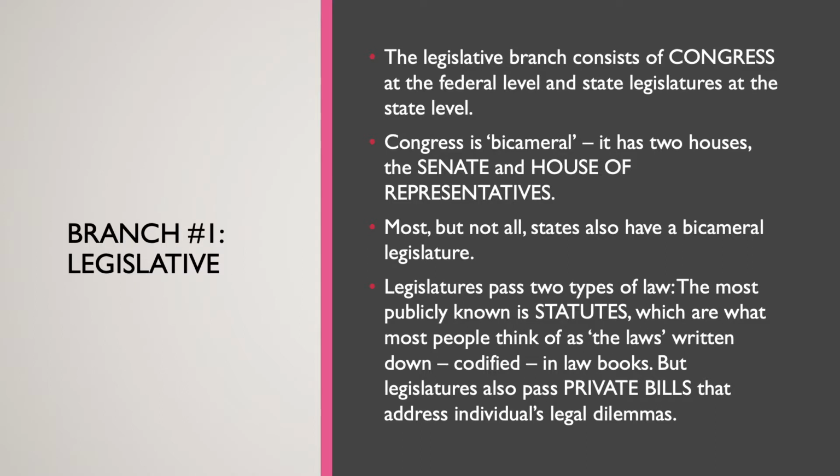Branch number 1, the legislative branch. The legislative branch consists of Congress at the federal level and the state legislatures at the state level. Congress is bicameral, that is, it has 2 houses, the Senate, and every state has 2 senators, and the House of Representatives, which is based on population. Most, but not all, states also have a bicameral legislature.